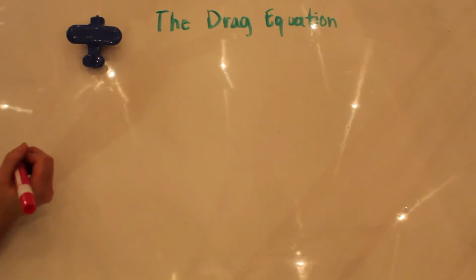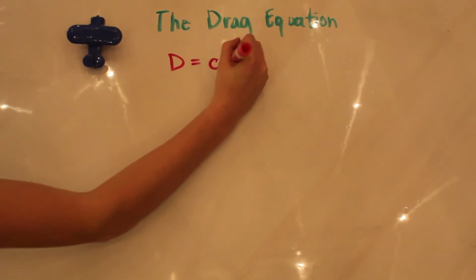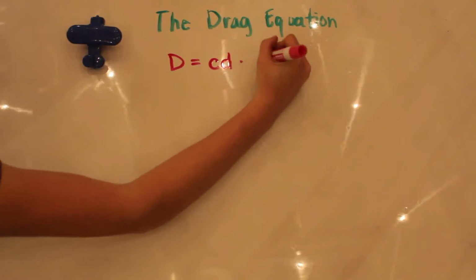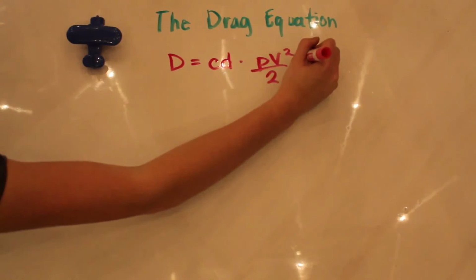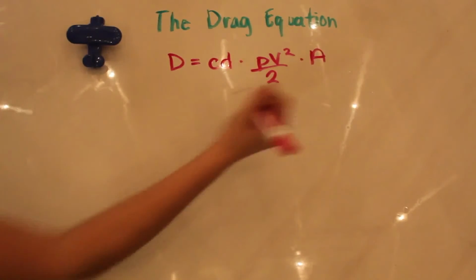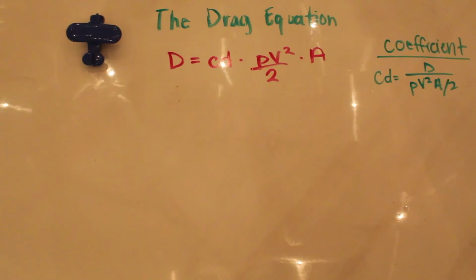The drag equation is D equals CD times rho times V squared over 2 times A. The equation states that drag, D, is equal to the drag coefficient, CD, times half of the density, rho, times the velocity, V squared, times the reference area, A. The coefficient contains all of the complex dependencies and is usually found by experimentation. The choice of the reference area affects the value of the drag coefficient.